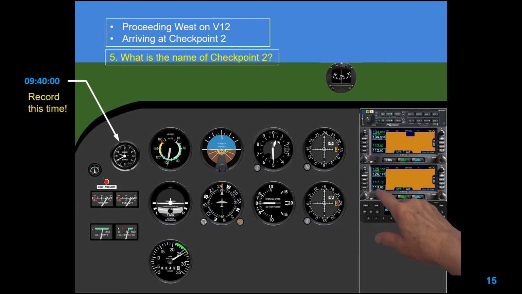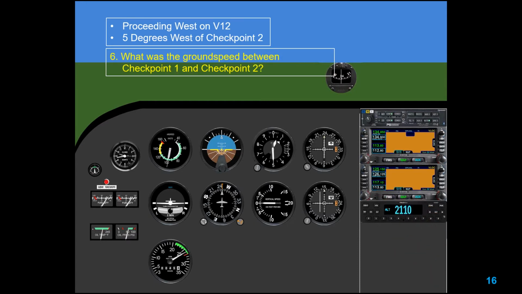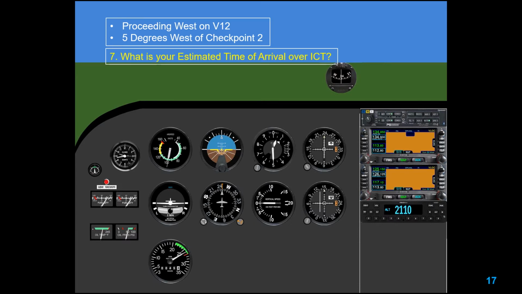What is the name of checkpoint 2? What was the ground speed between checkpoint 1 and checkpoint 2? Probably need to pause again to make some calculations. Based on that ground speed, what is your estimated time of arrival over the Wichita VOR?